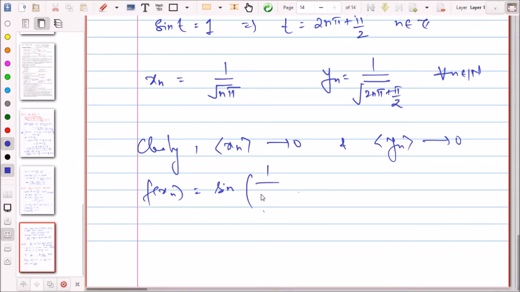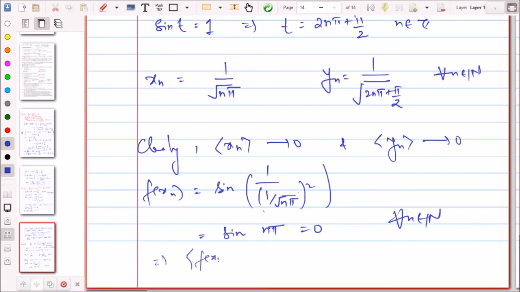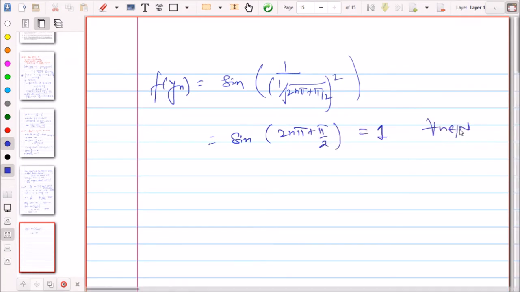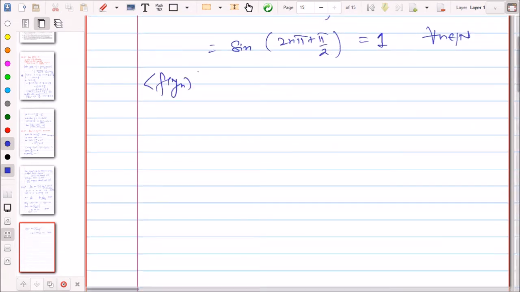f of xn is sine of 1 by root n pi, whole squared. So this is equal to sine n pi, and this is 0 for all n belonging to N. So f of xn is a constant sequence, and this implies f of xn converges to 0. Now let us find f of yn. f of yn is equal to sine of 1 by the square root of 2n pi plus pi by 2, and whole squared. So this is nothing but sine of 2n pi plus pi by 2, and this is equal to 1 for all n belonging to N. So f of yn is a constant sequence 1 and converges to 1.